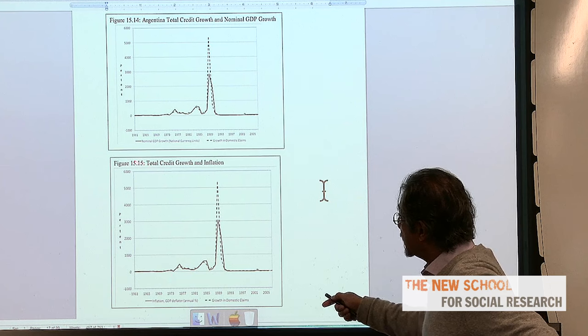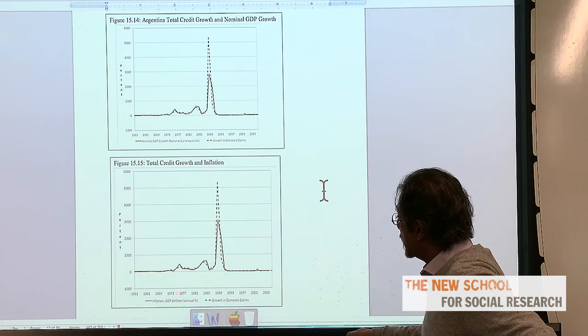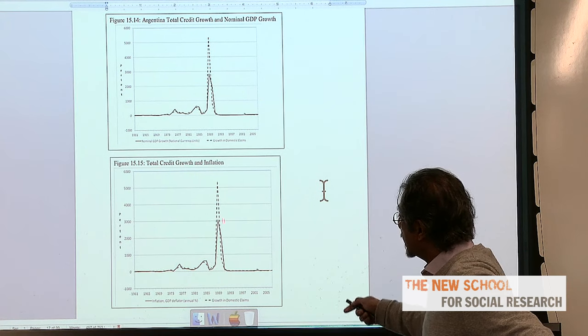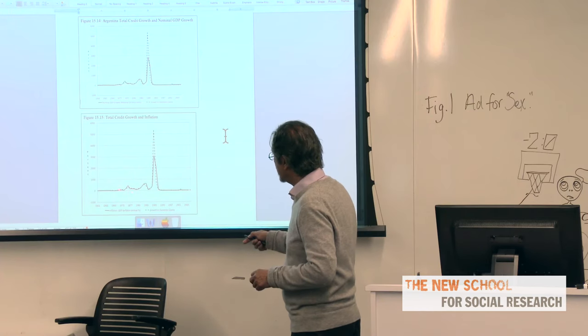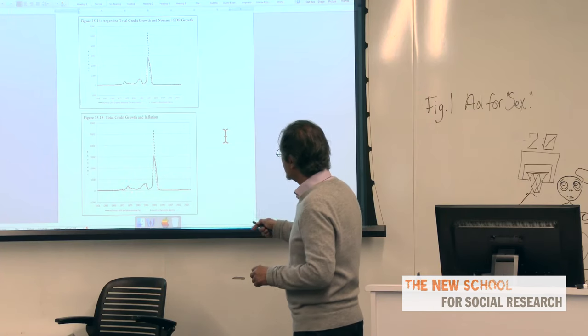But this graph here is the same variable here, growth of domestic claims on the horizontal axis, but on the vertical axis, on the dotted line, it's the same variable. The solid line is now inflation.